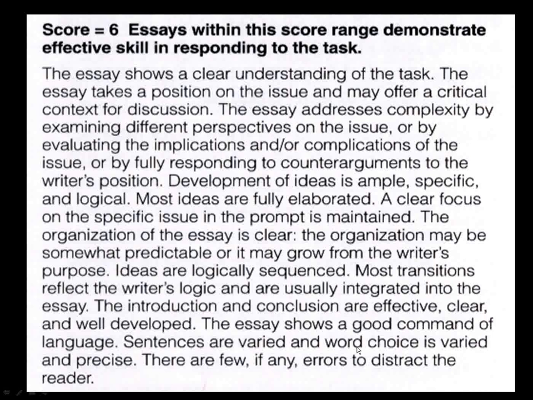Make sure that you're paying attention to the diction, and you're also paying attention to style. Those are also very key. And notice down here, little to no errors to distract the reader.